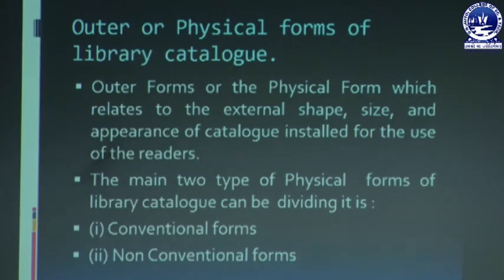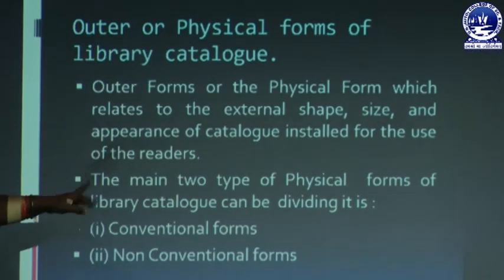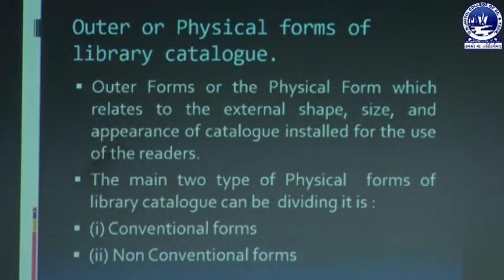The main physical form is further divided into two types: one is conventional form and another is non-conventional form. Today I will only discuss the outer or physical form of the library catalog. In the next class I will discuss the inner form of the library catalog. The outer or physical form is also divided into two types: conventional form and non-conventional form.